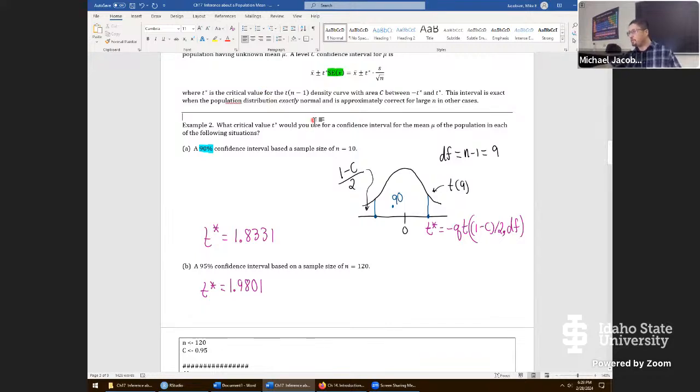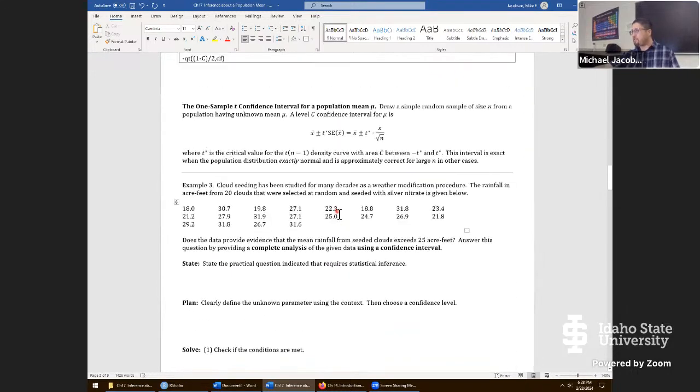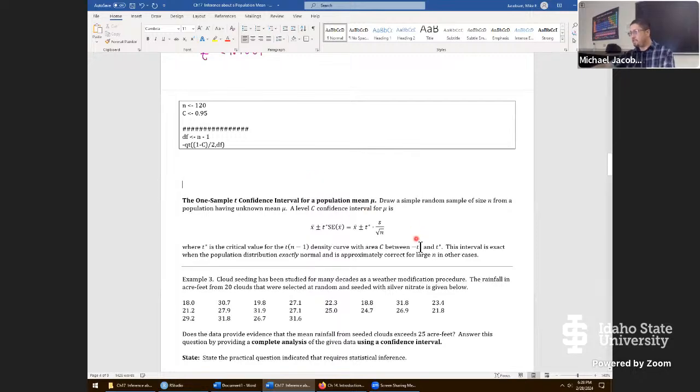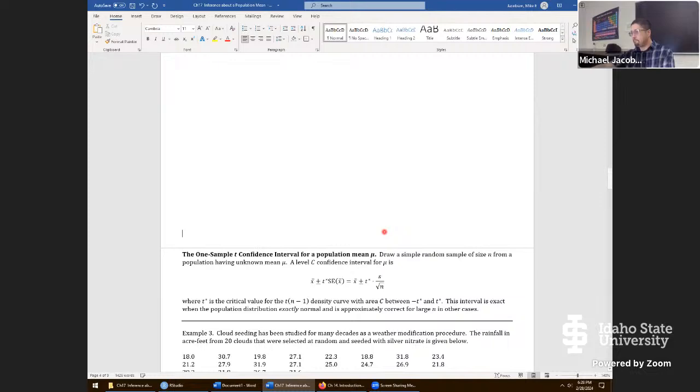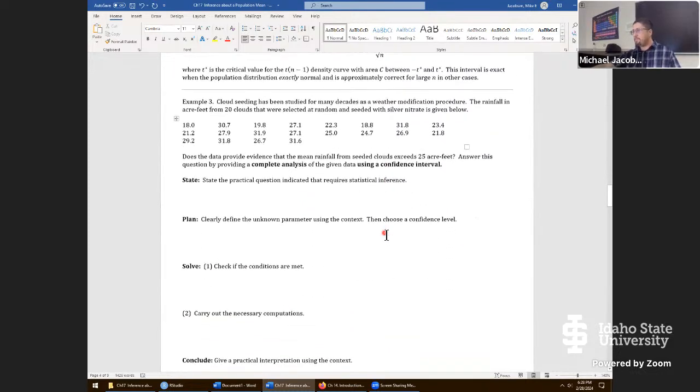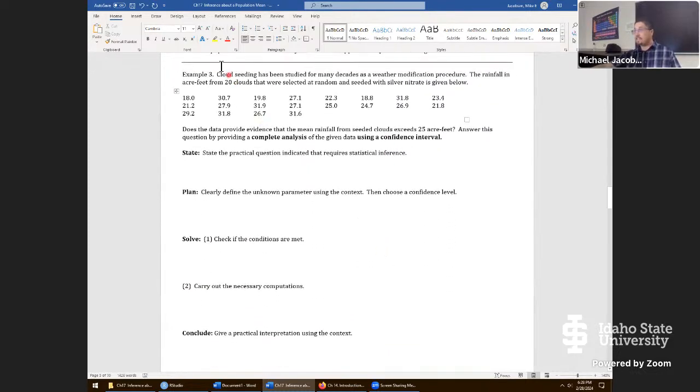Okay, my next example, word of warning, I think is kind of a silly problem. Think of this one as just a good one to practice on. It's about cloud seeding. Let me go to a new page on this one. Let's hide the method for the moment until we need it. So this one about cloud seeding says, to start, cloud seeding has been studied for many decades as weather modification.